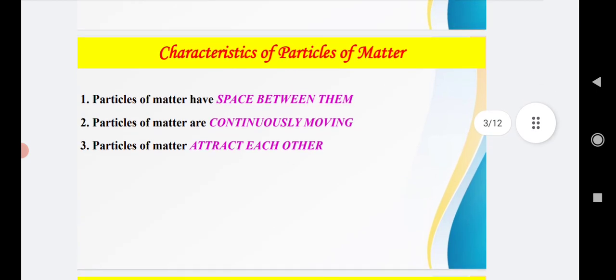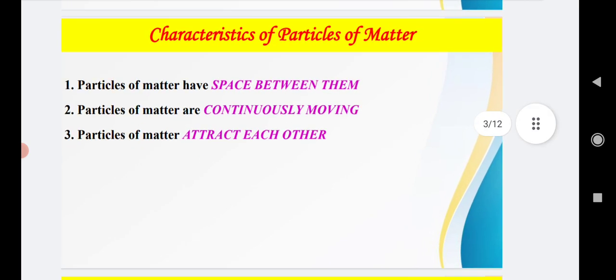Characteristics of physical matter. Matter has certain physical characteristics. These include: they have space between them, particles of matter are continuously moving and colliding with each other, and the third property is that they attract each other. So, one by one, let us discuss them.